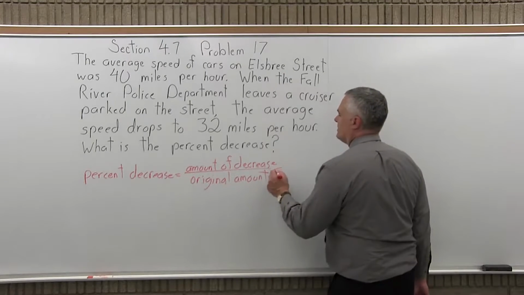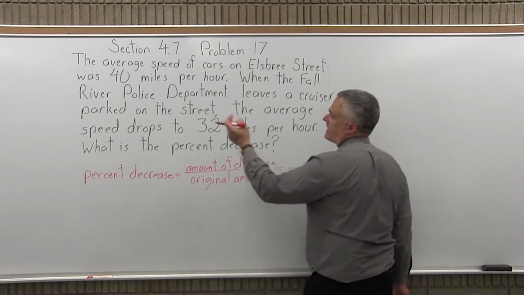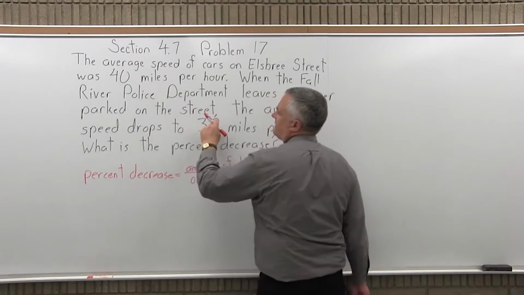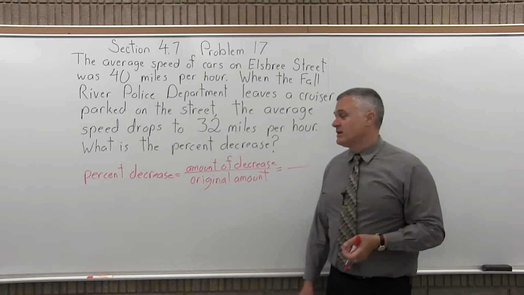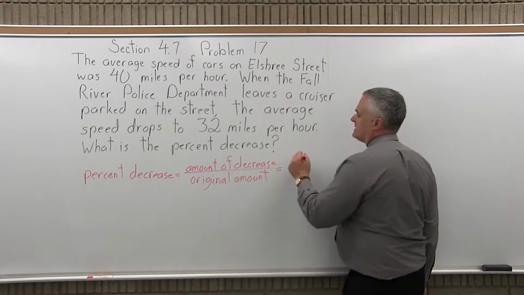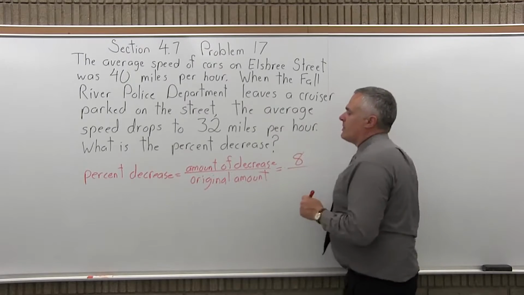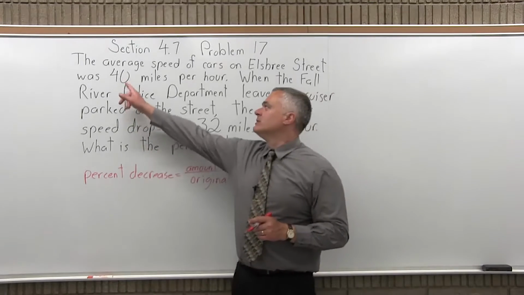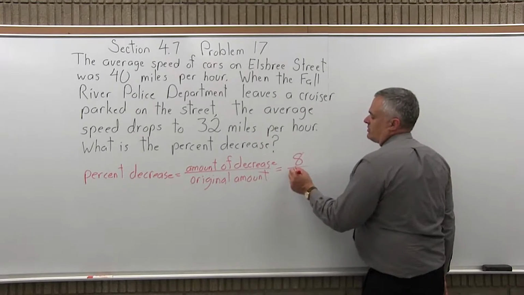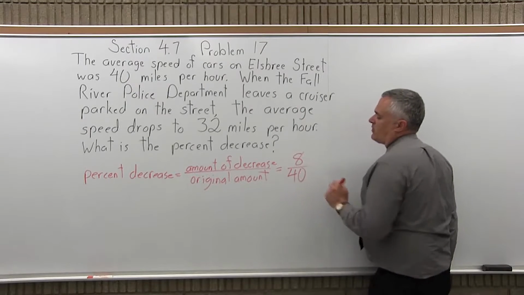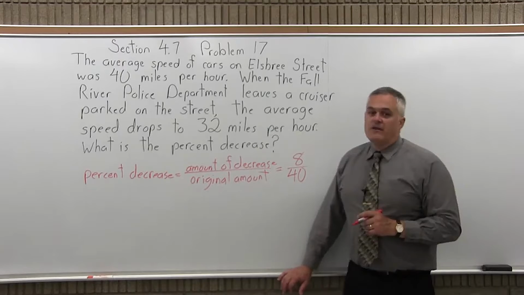So the amount of the decrease, if I'm decreasing from an average speed of 40 miles per hour down to an average speed of 32 miles per hour, that's a decrease of 8 miles per hour. So the amount of the decrease is 8. The original amount is 40. That's what we started at. I went down to 32, but the original amount is 40. So I have 8 over 40.